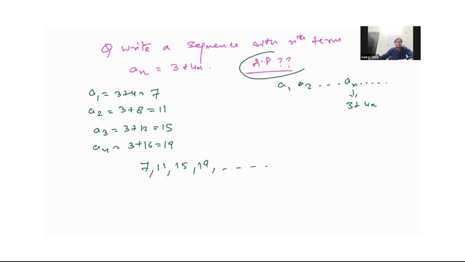Now in order to verify whether it is an AP or not, check the common difference of the consecutive terms. So here the common difference is 4, it is also 4, it is also 4. Yes, the common difference is 4. So this sequence is an AP. In this way, we should know what your nth term is and how to find the sequence if your nth term is given. It is a very important topic.